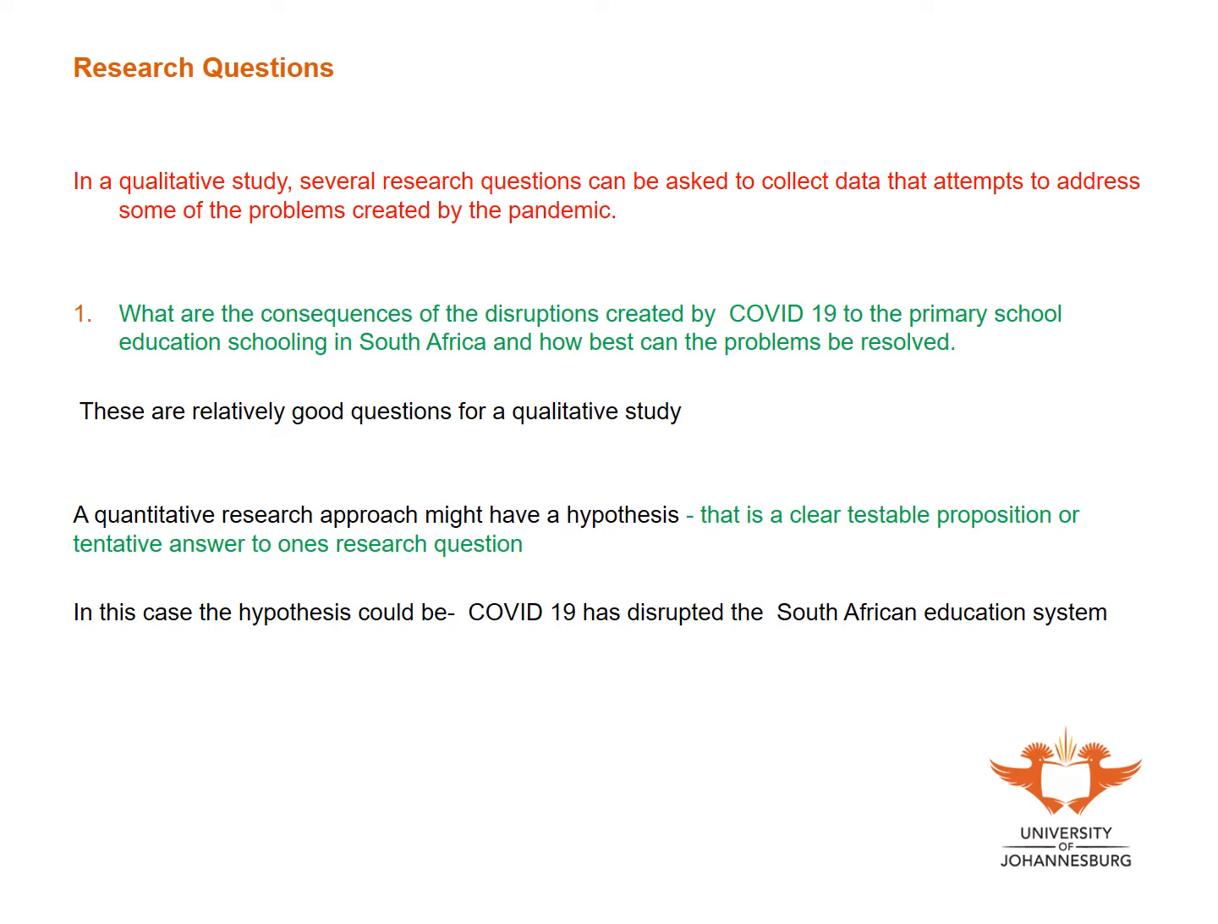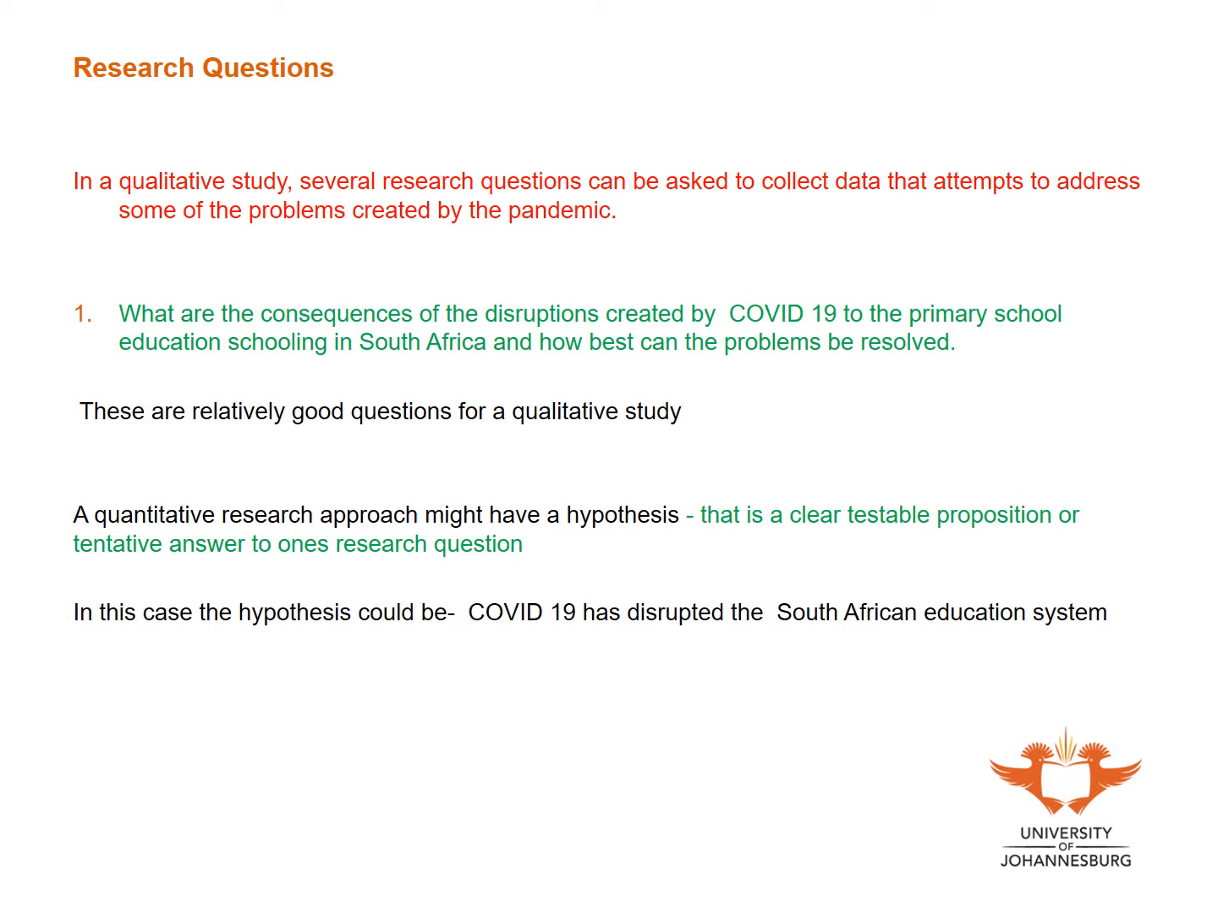One of the questions that I would, for instance, pose is, what are the consequences of the disruptions created by COVID-19 to the primary school schooling in South Africa, and how best can the problems be resolved? So that is one way in which I would ask that question. You'd see that it's one question, but it also has an extension to it. I have posed a question to address the consequences of the disruptions of COVID-19.